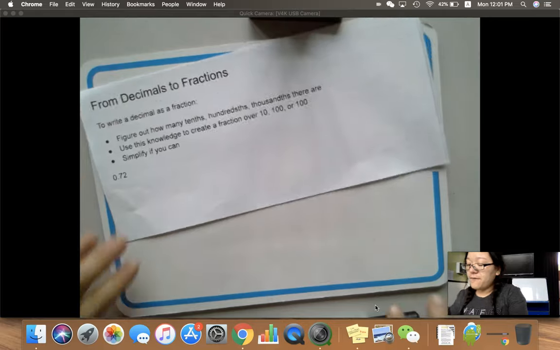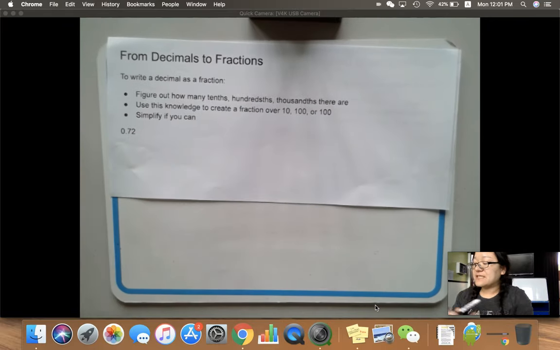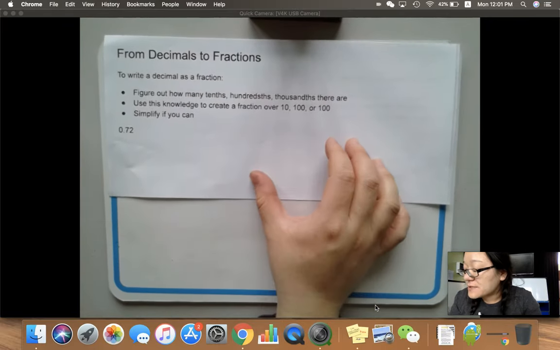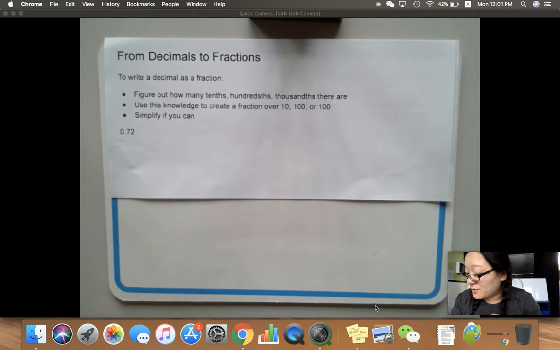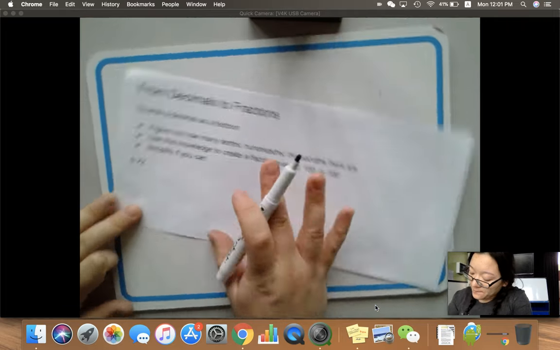All right. Finally, how do we convert from decimals to fractions? Now, I left this one to last because it does look a little bit more complicated in that you kind of have to take multiple steps. So first of all, to convert from a decimal to a fraction, you have to figure out how many tenths, hundredths, and thousandths there are. Then you use this knowledge to create a fraction over 10, 100, or 1,000. Then simplify if you can.